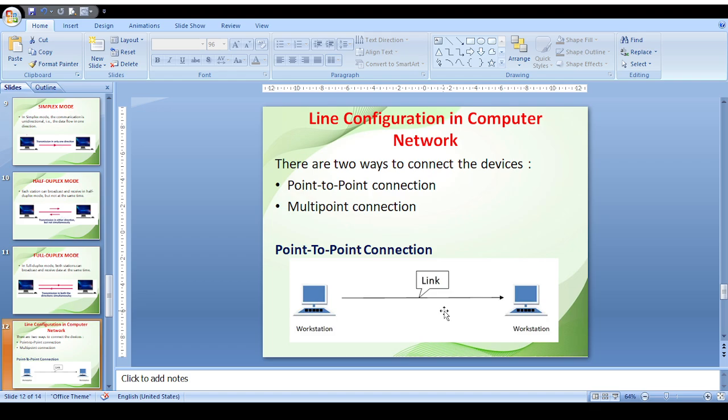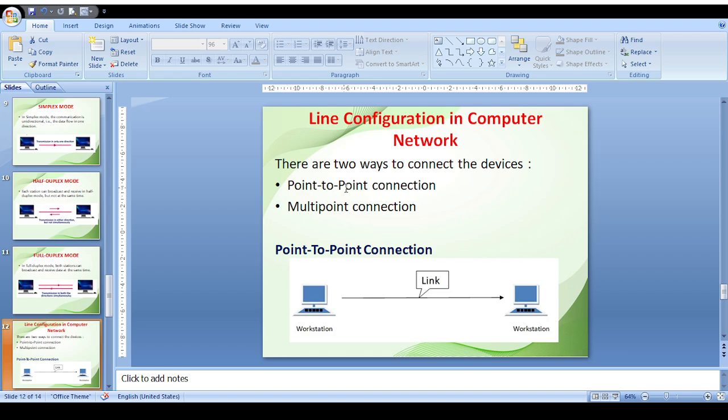Devices can be a computer, a printer, or any other device that is capable of sending and receiving data. A network consists of two or more devices connected through a link. A link is a communication path that transfers the data from one device to another device. There are two possible types of connection: one is point to point, and the other is multi-point.